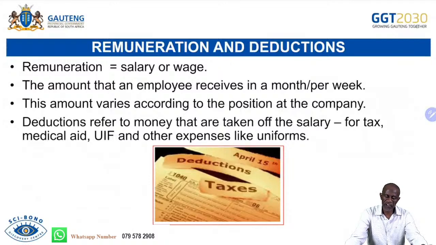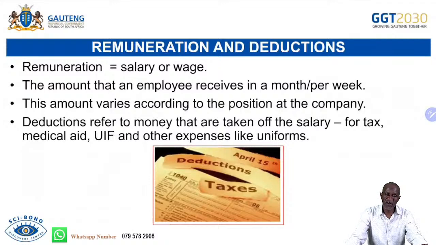The deductions refer to money that is taken off the salary for tax, medical aid, unemployment fund, and other expenses like uniforms. So the money that is taken out of your gross salary, say maybe you earn 10,000 a month, and they need to take out of that money for tax, because for every payment that you get, you need to pay tax. For every income that you get, you need to subscribe to tax with the South African Revenue Services.